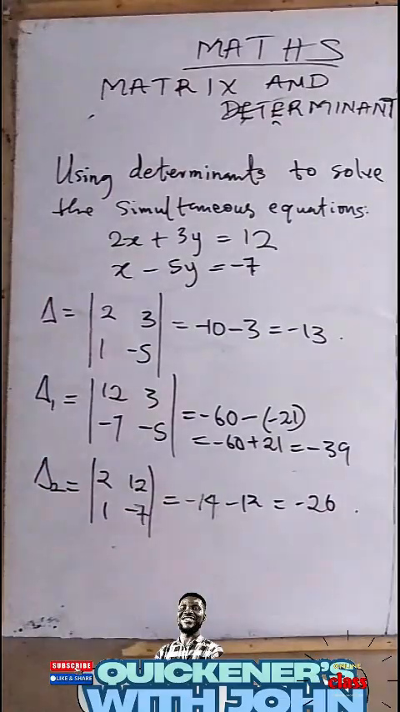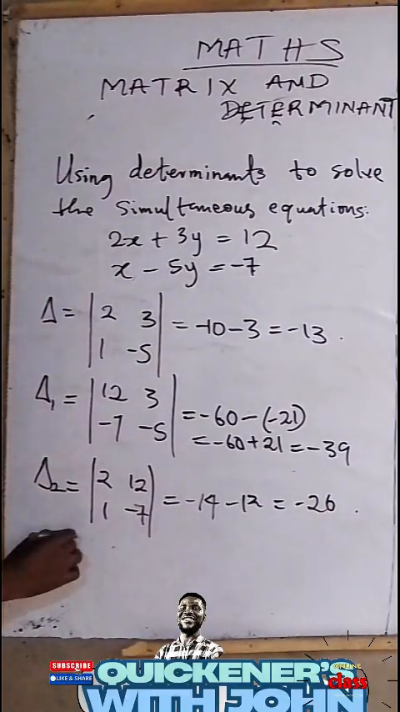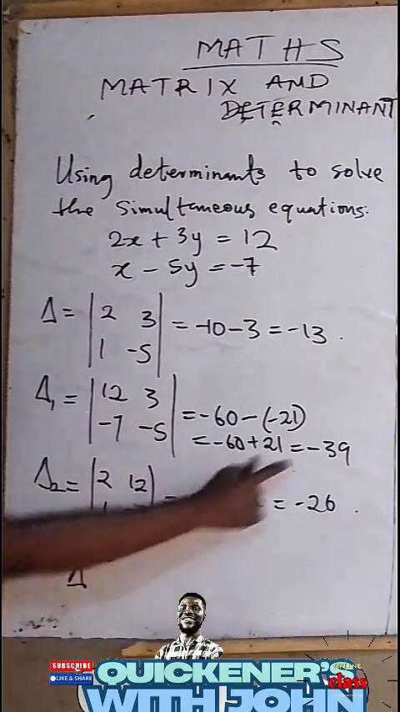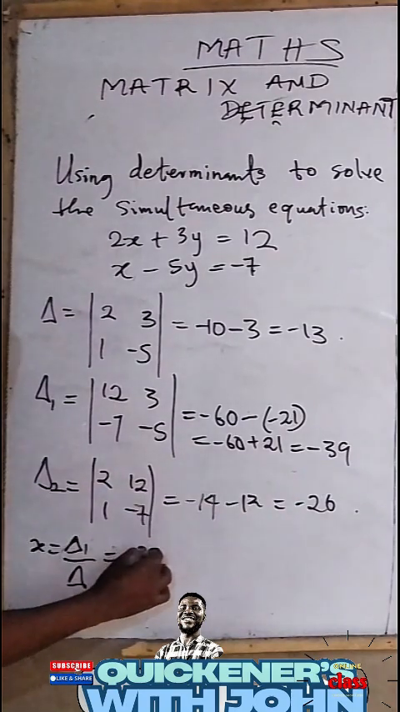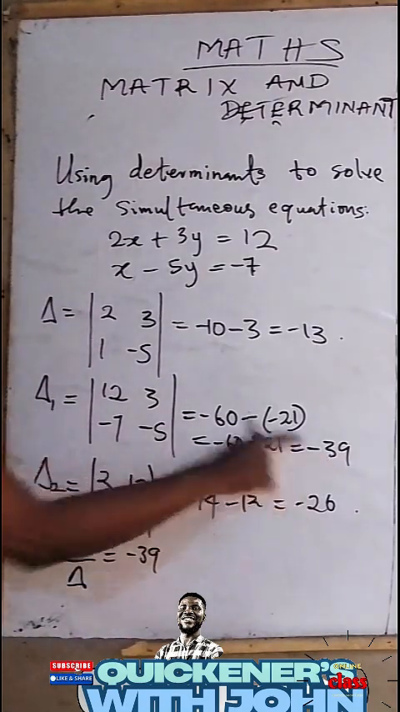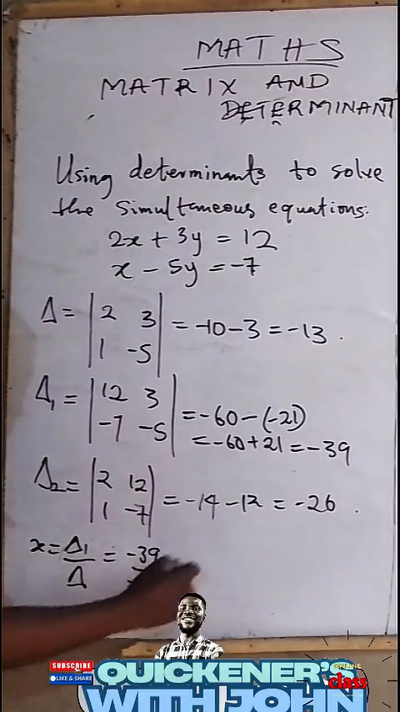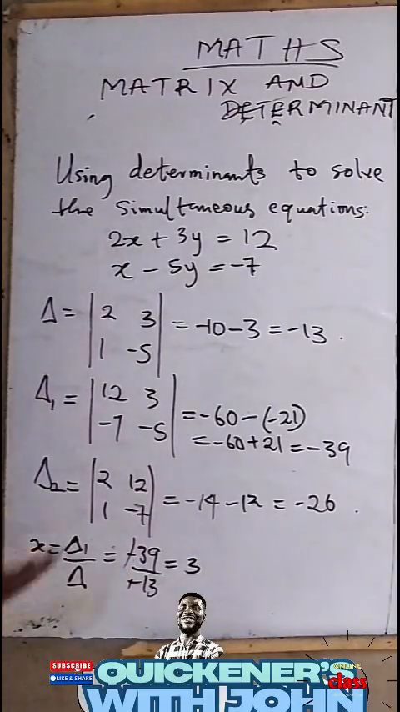Can you see now? So to get the value for x, you will now go like this. Your determinant 1 divided by the first determinant. Remember this is determinant 1, minus 39, divided by minus 13, and that will be 3. Minus will cancel minus, you understand, that's 3.